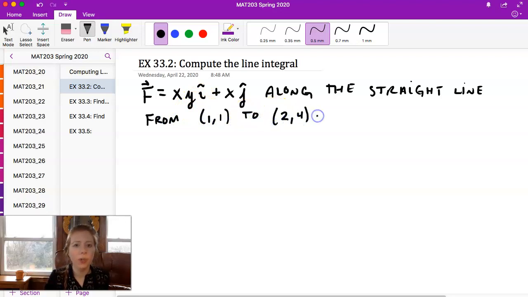Okay, so think about what type of parameterization you will need for this to get the position vector. So try this on your own, give it a pause, and proceed when you're ready to see the solution.